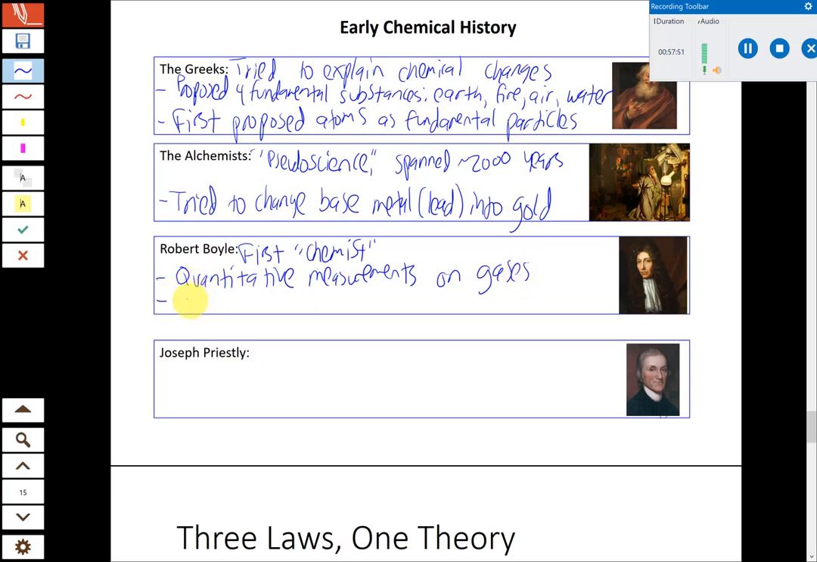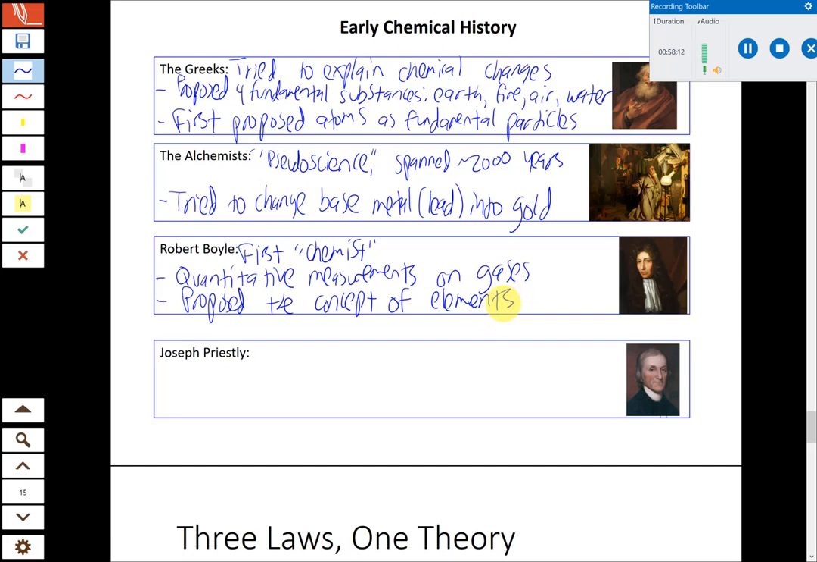But he also proposed the concept of elements, more in the modern sense of fundamental substances that can't be broken down any further. Not earth, fire, air, wind, and whatever, but real chemical substances that are what we call elements, and that are the fundamental materials that build up all the rest of chemistry.